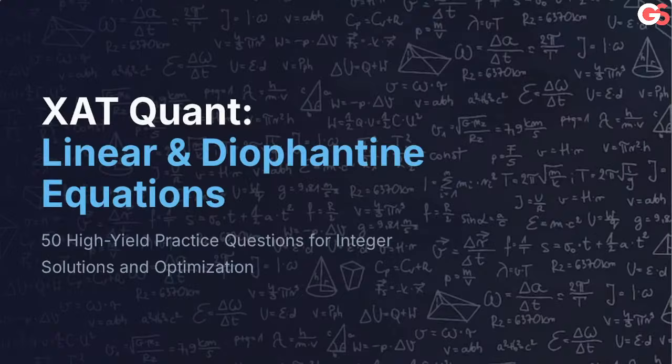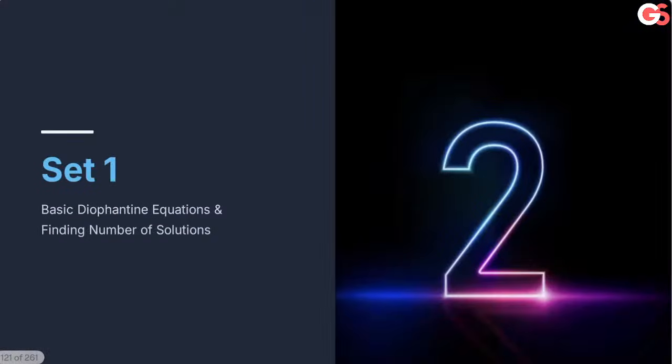So this is the Z quant linear and Diophantine equations. Okay, we are done with theory. Let's go to the questions. Set one, basic Diophantine equations and finding number of solutions. Basic. Okay, let's put this into practice.